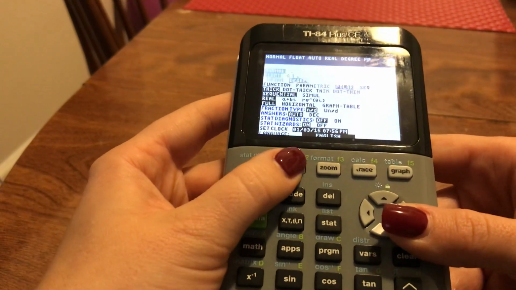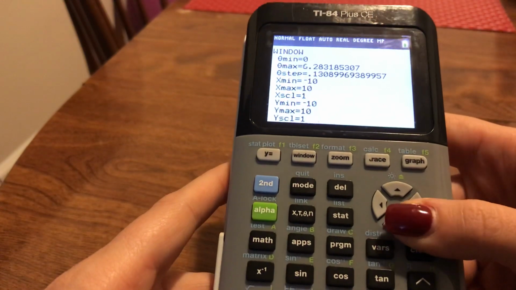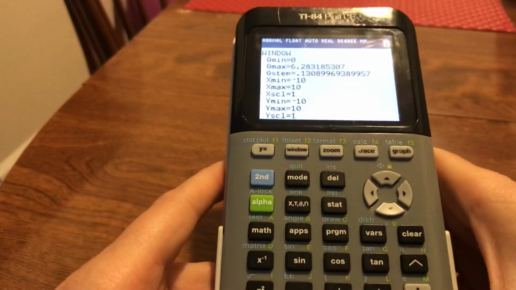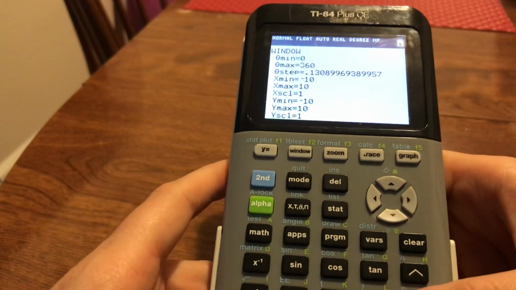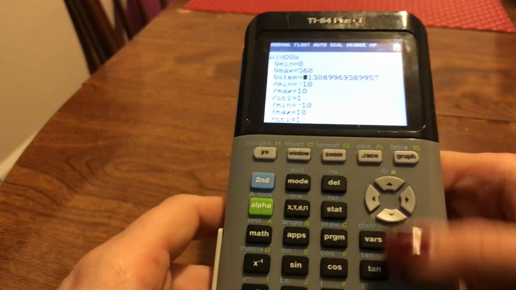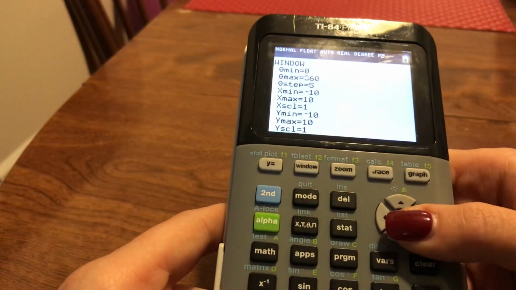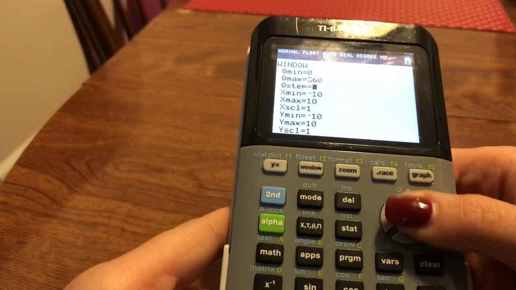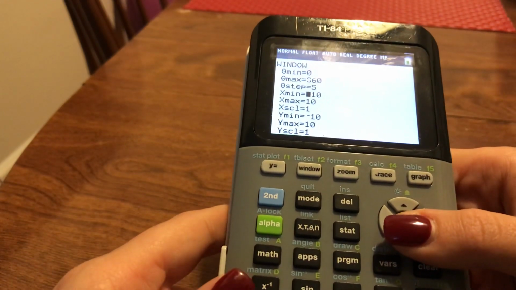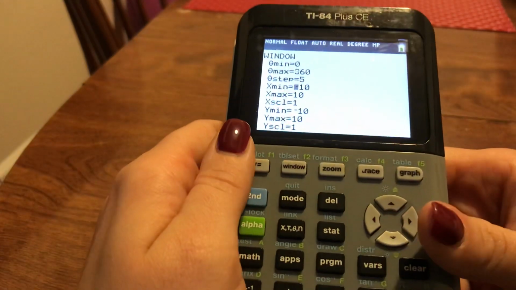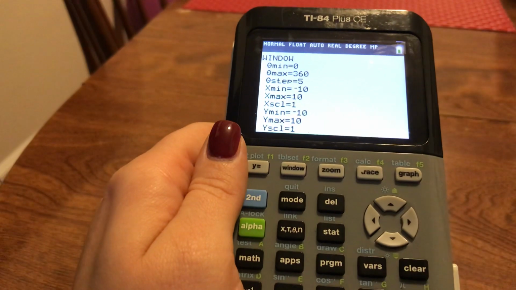All right, then we go to our window. And remember, theta min is going to be 0. The whole unit circle is 360 degrees. For my theta step, remember we didn't want it to be too small, but we didn't want it to be too big. So I'm going to make this every 5 degrees or every 15. I can't remember what we did. I'm going to do 5 and it will be okay. Don't do something like 30 or 60, because then it's just going to graph too fast.